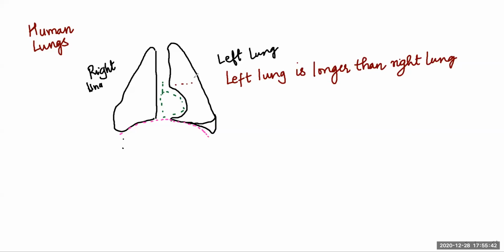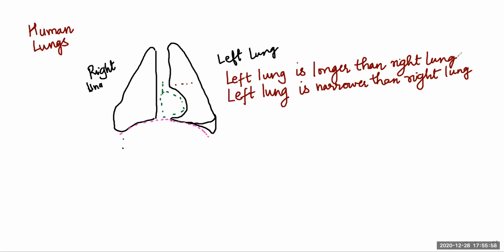But if I look at the thickness, because of the heart being present, the left lung is narrower than the right lung. That means the right lung is slightly broader. Now, the dimensions of the lung we don't teach you here, but primarily it ranges anywhere between 24 to 27 centimeters in length, because during breathing the length of the lungs keeps changing. So it can go from 24 to a maximum of 27 with deep breathing.